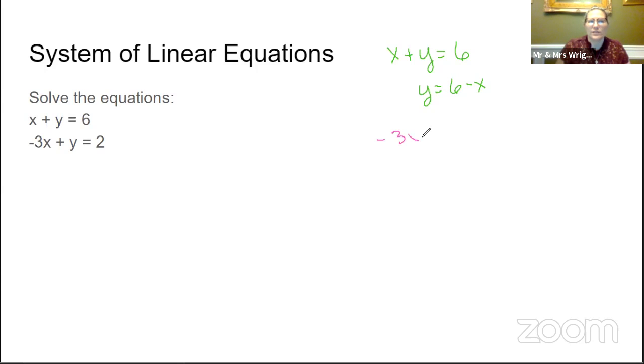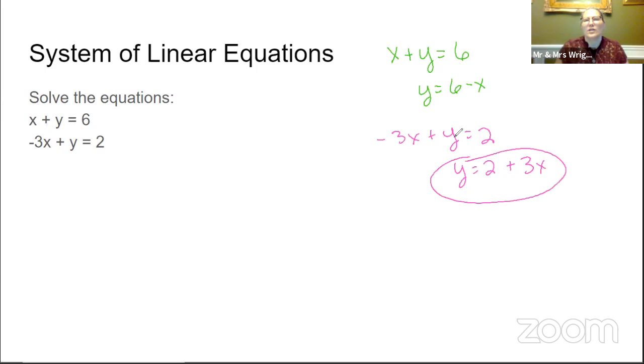Equation 2 is negative 3x plus y equals 2. Again, I want to get y by itself. What's happening to y? Well, I have this negative 3x that's being added to it. So I need to undo this by adding 3x to both sides. So y equals 2 plus 3x. So these are my two equations that I want to graph.